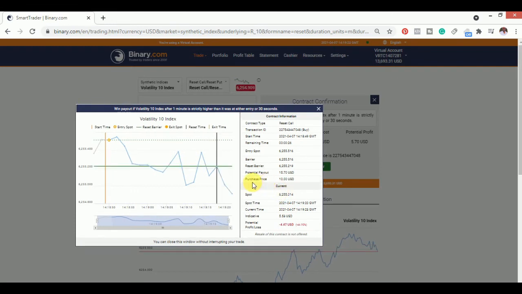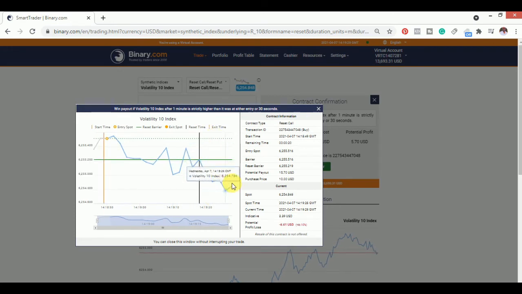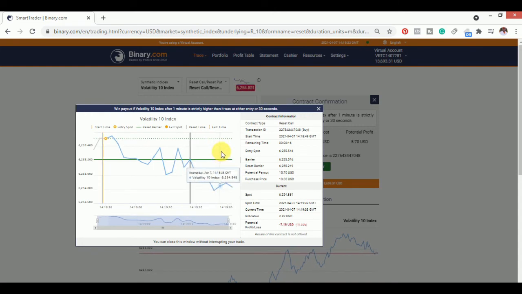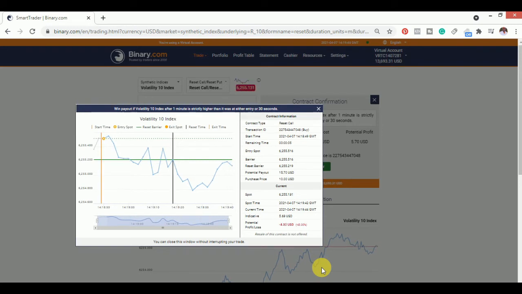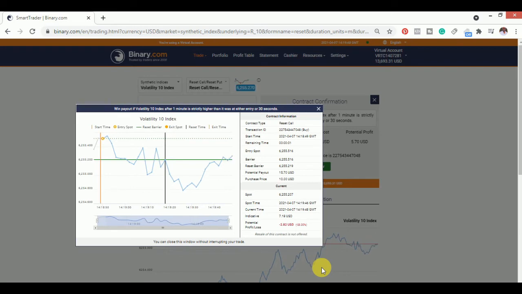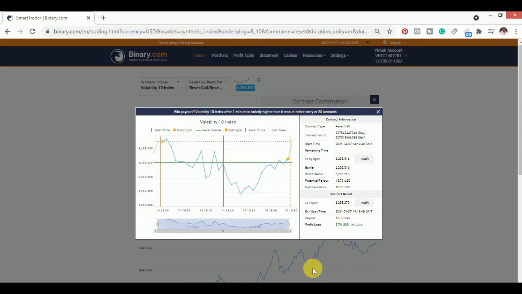All right, now you see where the reset is now. Now the barrier is here, but eventually if this trade decides to go up a little and ends beyond this second barrier, it becomes a win. So I wanted to see what I'm talking about right here. It's remaining 10 seconds, remaining 5 seconds. You know that, okay, it has ended and it's a win.